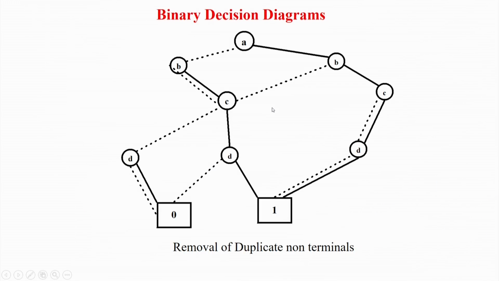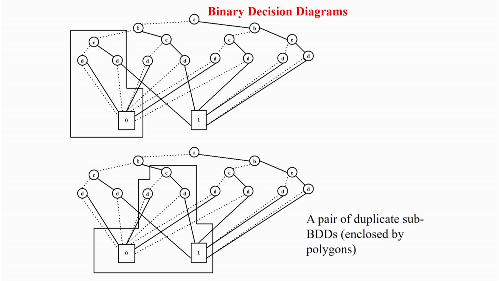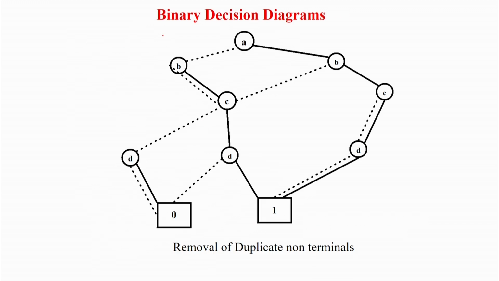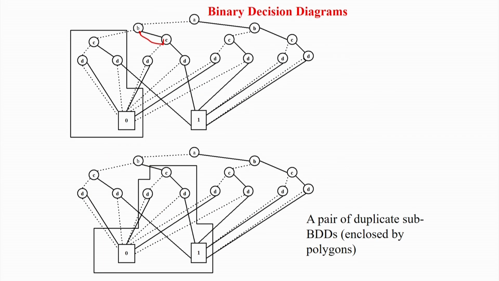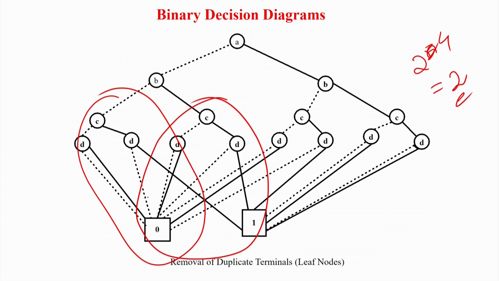So what do we do? We eliminate it. If you eliminate it, what is going to happen? There will be only one such subgraph, and this B will start pointing to C. If you look at it, this is what has happened. So this is your graph.